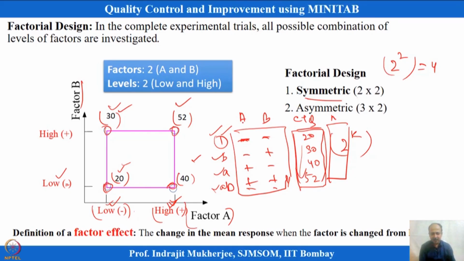Here what we are doing is that at every level of A, we are having all combinations of B. If A is at minus level over here, we are experimenting at B also at minus and plus. With one set of minus over here, we are running all combinations of B. When A is at positive, we are also running B at minus level and also at plus level. This is known as balanced experimentation that we are doing. This is also important, what we considered in experimentation.